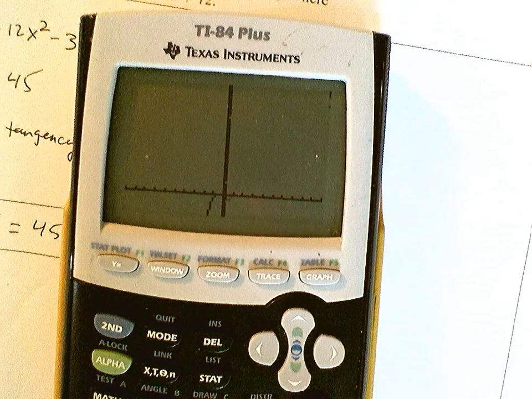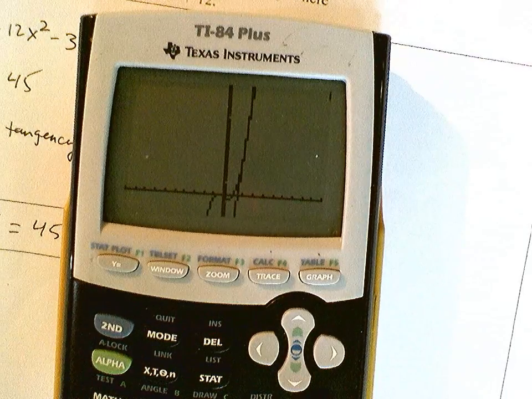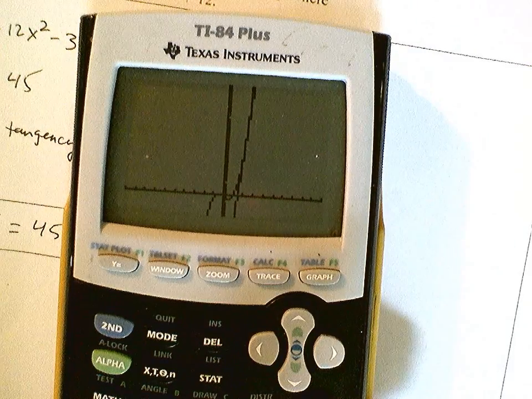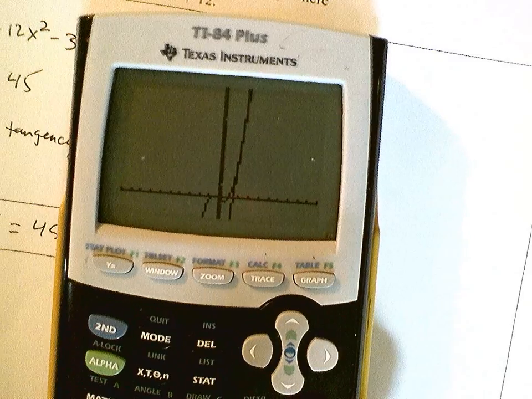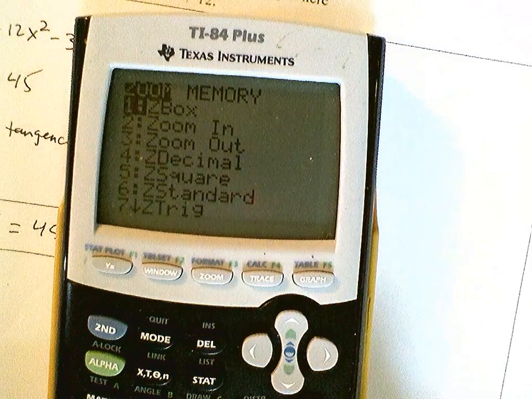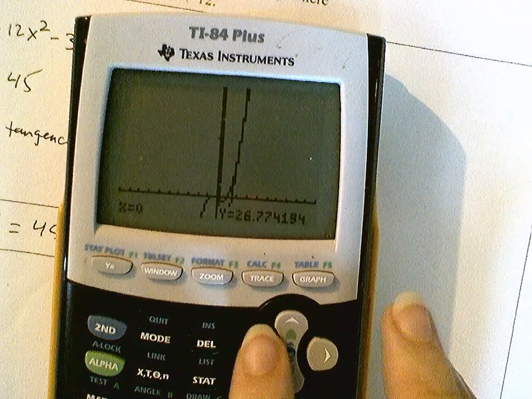Okay. And then I want to show you this really cool feature that I learned when I was at Broome Community College. It's called Zoom Box. I showed the kids last year and they had not seen it before. But go to Zoom and then the very first one is Zoom Box. And then, where is it?